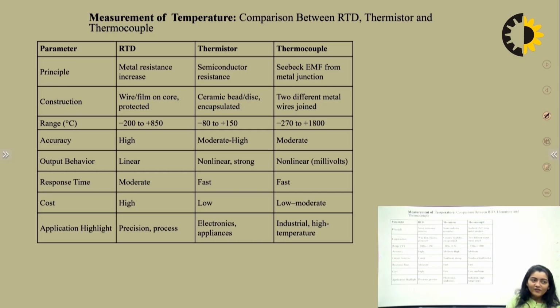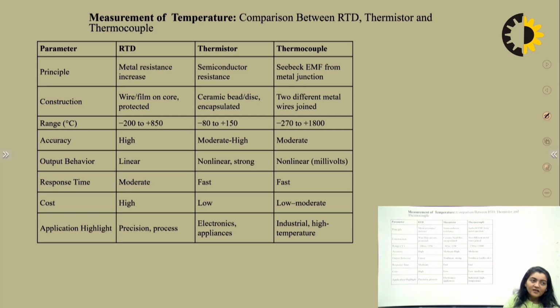Construction: thin film on a core, ceramic bed, encapsulating two different metal wire joints. Range: RTD is minus 200 to 850, the thermistor is minus 80 to 150, and the thermocouple is minus 270 to 1800. Accuracy: RTD is very high, thermistor moderately high, and thermocouple moderate. Output behavior: RTD is very linear, thermistor strongly non-linear, and thermocouple is non-linear in millivolts. Response time: RTD moderate, thermistor very fast, thermocouple very fast. Cost: RTD is high, thermistor is low, and thermocouple is low to moderate.